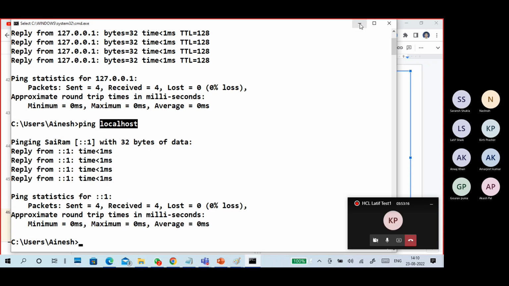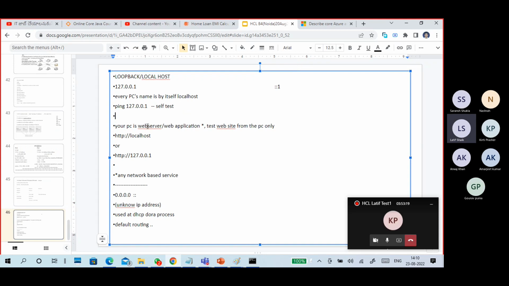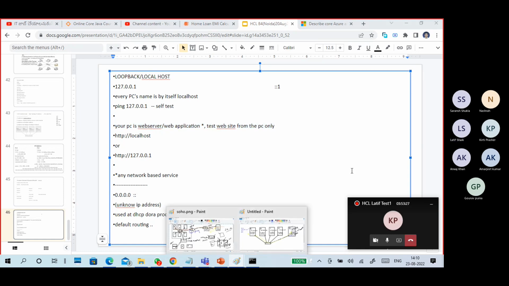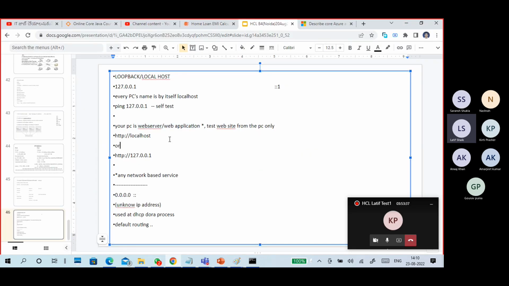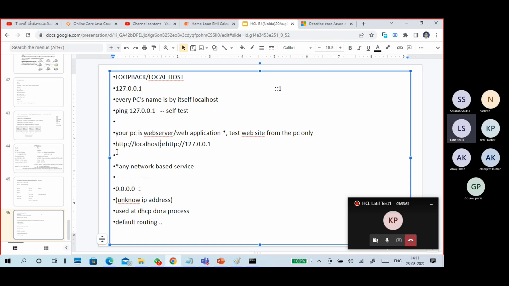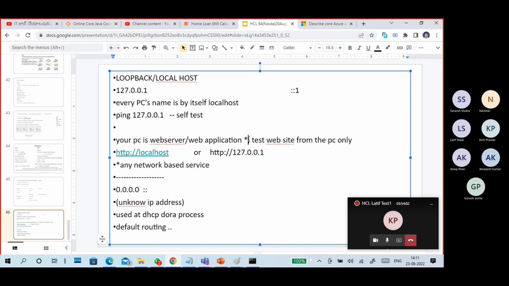Ping localhost. Okay. So if your PC is a web server or application, test your website from your PC only. I'll give an example: this one is my Oracle DB. Earlier I gave the example that you are yourself a web server, so then I use it like this. Any network-based service, I've given a star here. Not only this, any network-based service self-access works like that.